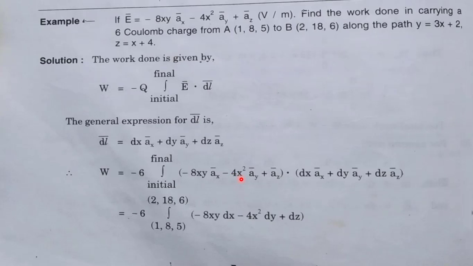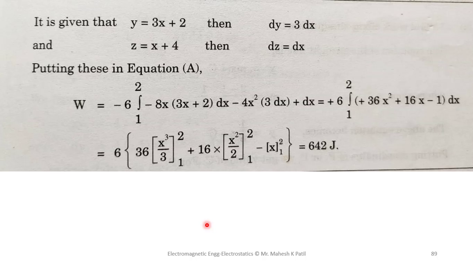Similarly minus 4x square ay bar dot with dy ay bar is possible. Therefore we can write here minus 4x square dy. Similarly az bar dot dz az bar is possible, so we can write this answer as dz here. Clear? So work done is minus 6 integration from initial point to final point of minus 8xy dx minus 4x square dy plus dz. Now simplify this integration to get the final answer.